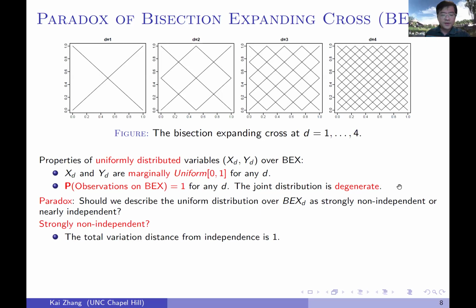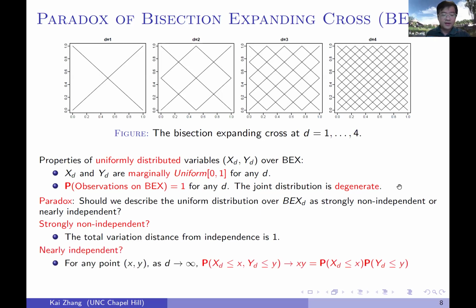But it also appears to be nearly independent, right? In the sense that the grid lines are getting denser and denser, and if you fix any point (x, y) in this unit square and let d go to infinity, you realize this joint probability is converging to the product of x and y, which is precisely the product of the marginal probabilities. So in that sense, it's nearly independent.